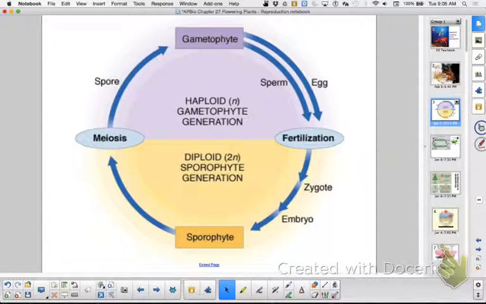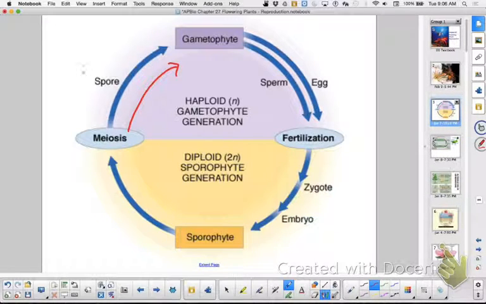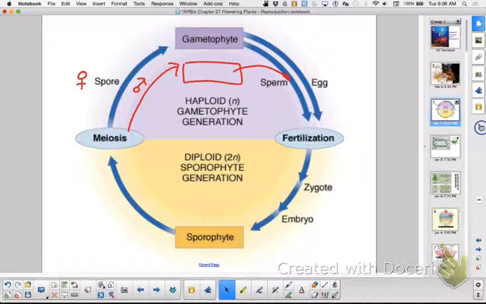But if there are two types of spores, a female spore and a male spore, then you're not homosporous, you're heterosporous. And if you're heterosporous, then you'll make two types of gametophytes. Does that make sense? And then one will make the sperm and one will make the egg.